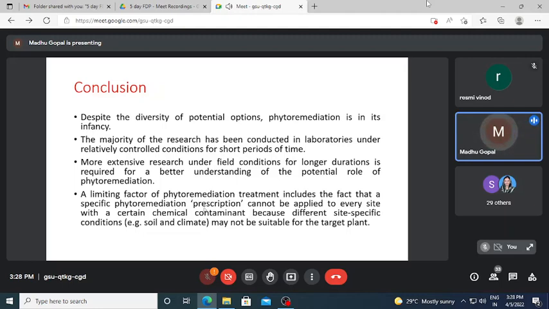We have a lot of potential options, but phytoremediation research is still in its infancy. A lot of work is yet to be done. Of course, we can work at the field level also, and some attempts have been made, but the performance has not been that satisfactory. So we have to conduct more laboratory studies, and then go for extensive research under field conditions. The majority of the research has been conducted in laboratories under relatively controlled conditions for short periods of time. So we need extensive research under field conditions for long durations.